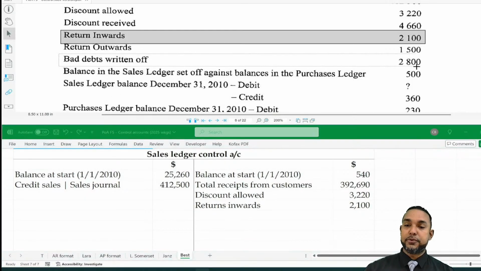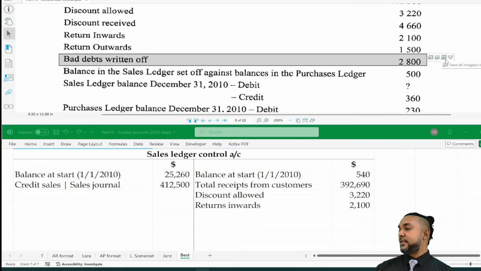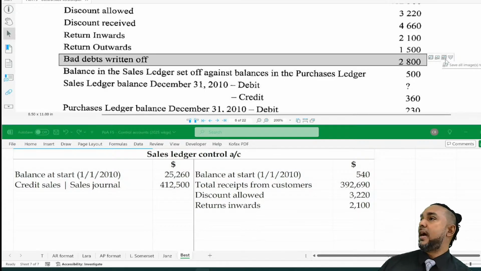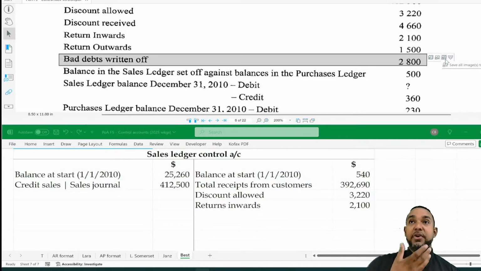Right, bad debts written off. Sometimes, as we know, in business, there's a phenomenon called bad debts. It is the situation where somebody owed you money and either can't or won't pay you back, in which case you can no longer reasonably expect to receive the money in the foreseeable future. So it no longer meets the definition of an asset, and you have to reclassify it.